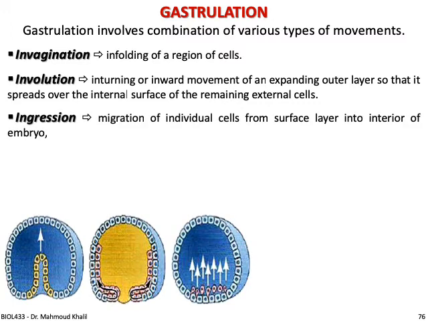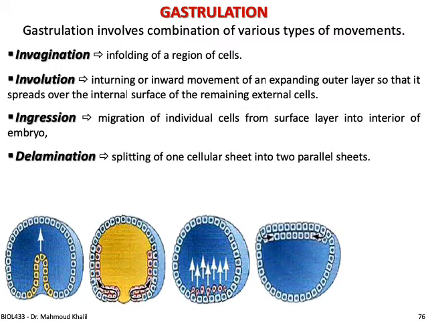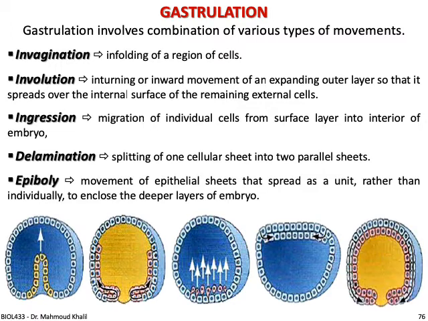The next method is ingression. It's a migration of individual cells from the surface layer into the interior of the embryo. The third one is delamination. Basically, it is a splitting of one cellular sheet into two parallel sheets. And the last one is epiboly. It is the movement of epithelial sheets that spread as a unit rather than individually, and that's differentiated from ingression.